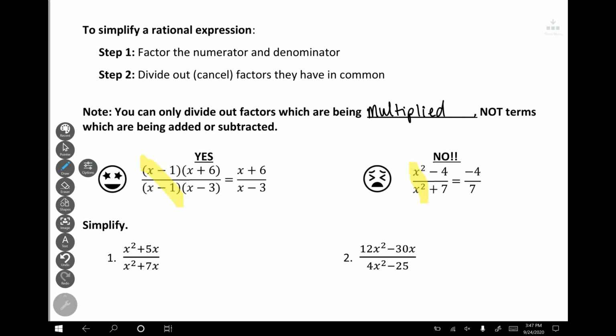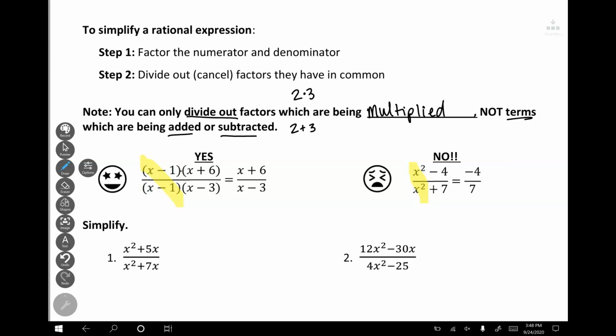Factors are being multiplied. So just like 2 and 3 are factors of 6 because when you multiply them, they give you 6. But not terms which are being added. So terms, those are things that are being added or subtracted, like if I did 2 plus 3 equals 5. So you can only cancel or divide out when they are factors which are being multiplied. So I've got a little illustration that will hopefully help you remember that.